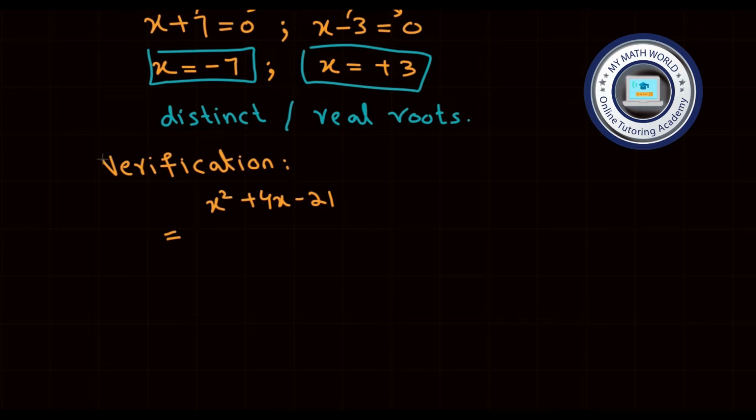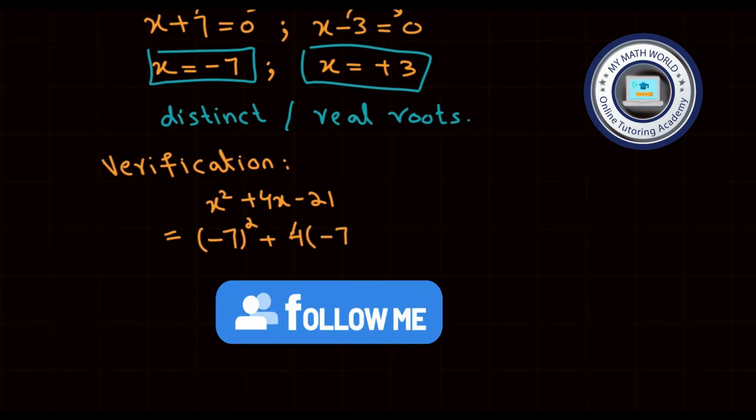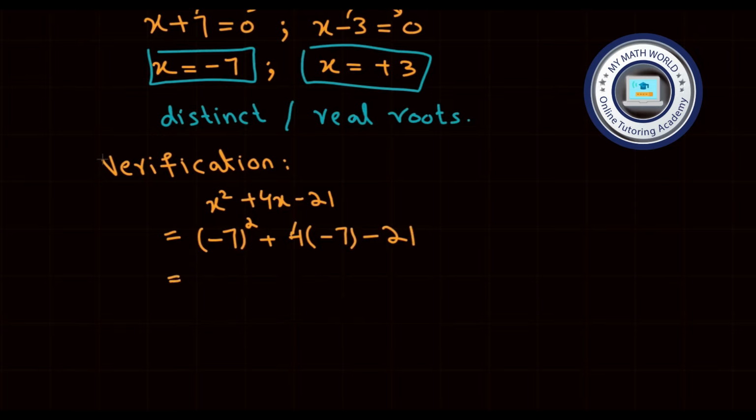So let's check. The first root was x is equal to minus 7. So put it over here: minus 7 whole square. It is important to write the bracket due to the negative sign, plus 4 times minus 7, minus 21. If we put this whole expression in our calculator, it will give the answer 0, which is the right hand side of the equation. So that means this answer is verified. X is equal to minus 7 is a true solution.